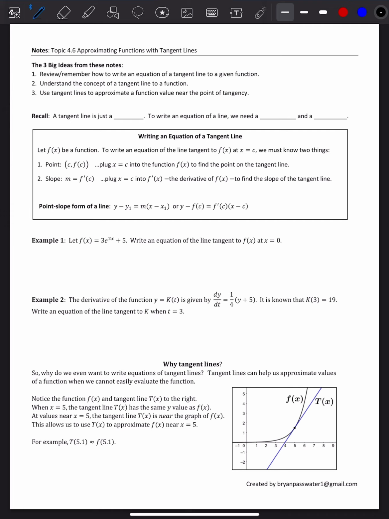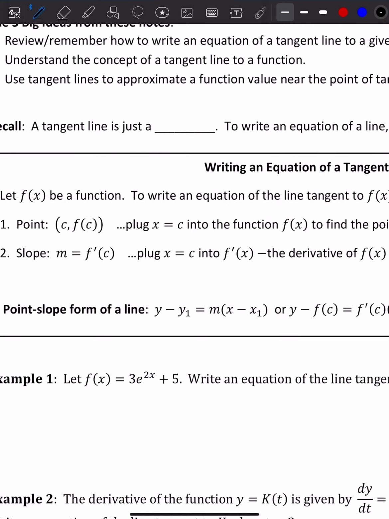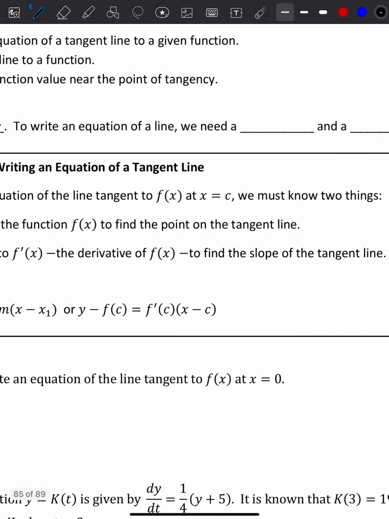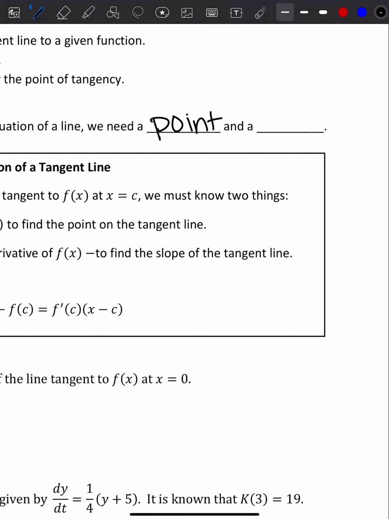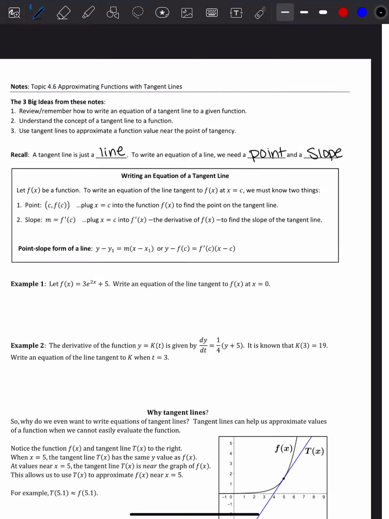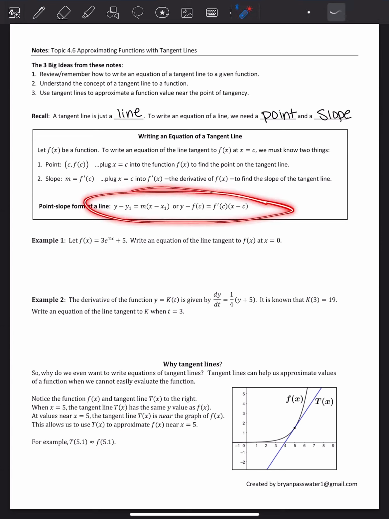So things that we need to remind ourselves. Tangent lines are just a line. So when we are thinking about things with tangent lines, we need to remind ourselves that we are writing equations of a line. So we need a point and a slope. So everything boils back down to the equation of a line. A lot of this is just reminding us about linear equations and writing equations of tangent lines, but we are going back to the idea of the equation of a line.